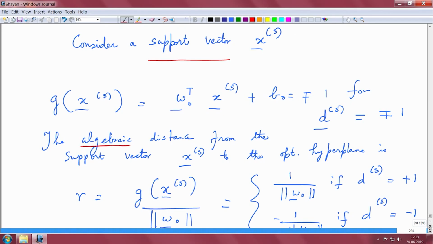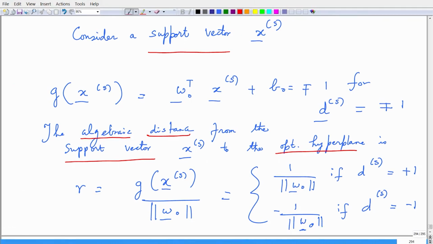And the algebraic distance from the support vector x to the optimum hyperplane is given by this quantity r, which is equal to g of x upon norm W naught, where x happens to be the support vector, and this is 1 upon norm W naught if the associated label is +1, and it is -1 upon norm W naught if the label happens to be -1, because if it is lying on one side it is +1, on the other side it is -1, and the corresponding algebraic distance has the sign +1 or -1 scaled with 1 upon norm of W naught.